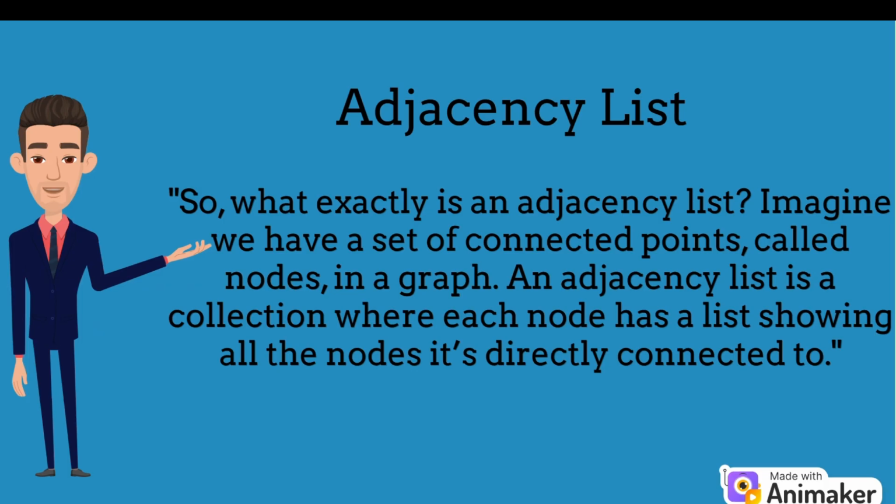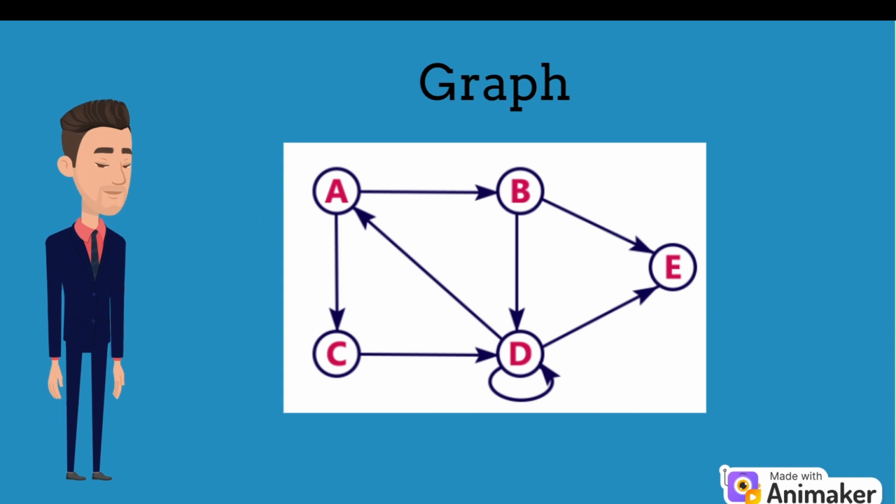In a graph, an adjacency list is a collection where each node has a list showing all the nodes it's directly connected to. Here is an example graph of adjacency list that consists of 5 nodes labeled as A, B, C, D, and E.